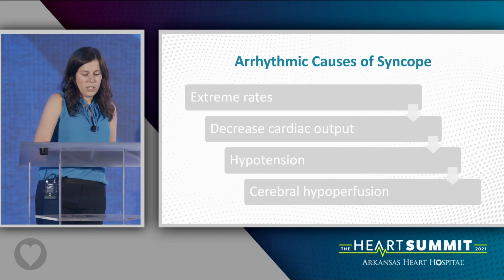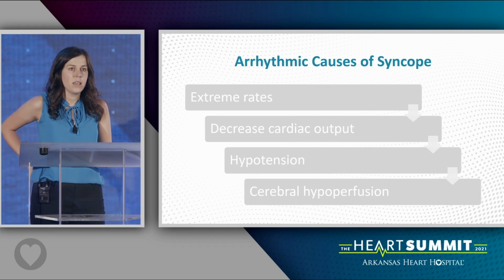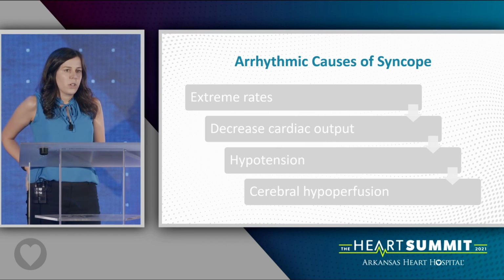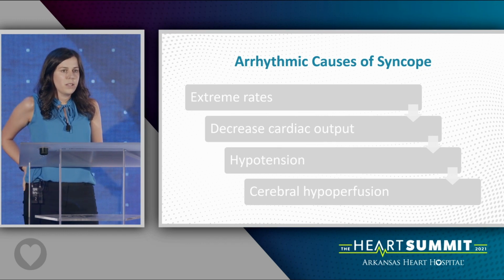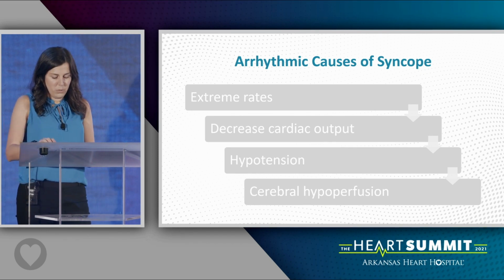So here's a flow sheet just looking at how arrhythmic causes of syncope work. So we have extreme rates, either high or low, which causes a decrease in cardiac output, hypotension, cerebral hypoperfusion, and then your syncopal episode.